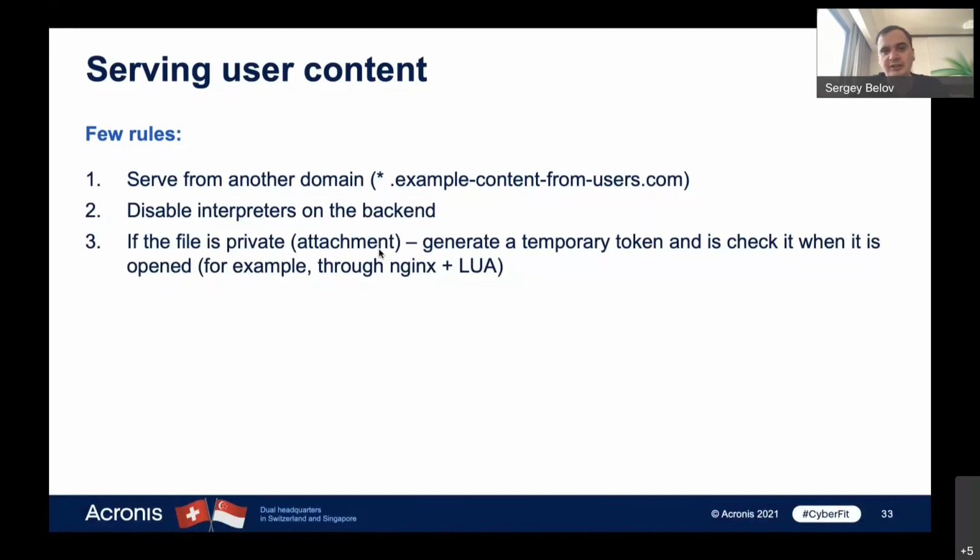Serve it from another domain. Like, we have example.com, so serve it from example-usercontent.com. Why? Because if there is any XSS, like in the files, for example if you allow uploading HTML files, even if there is any cross-site scripting, it will not affect the main domain. Disable any interface on the backend. Usually you don't need your Python or PHP backend for such services, because you just need to serve it like a CDN.